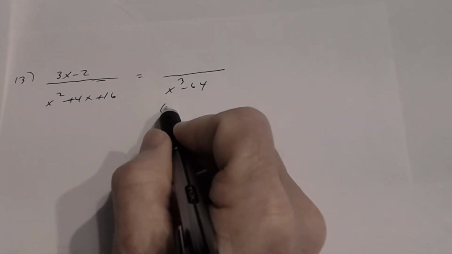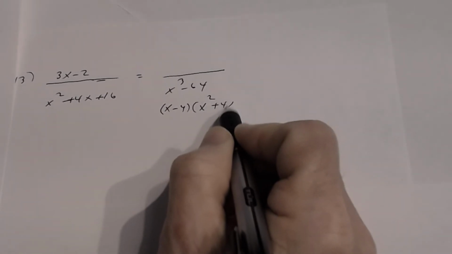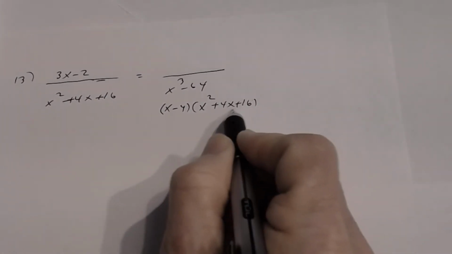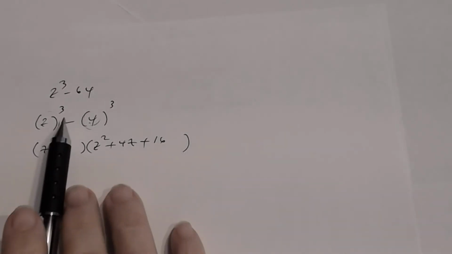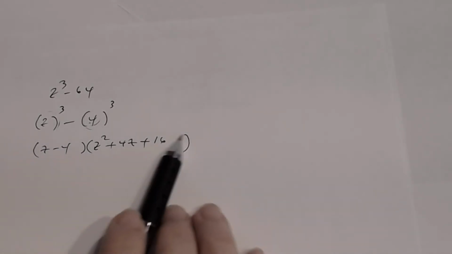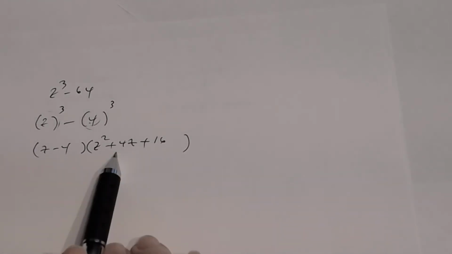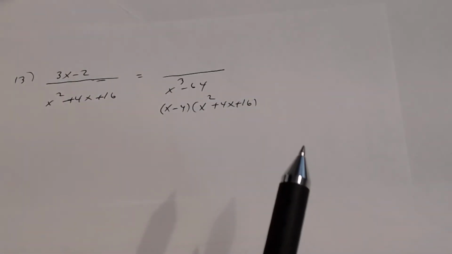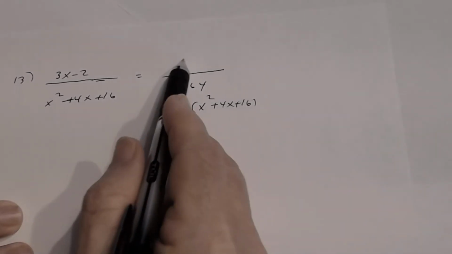So I want you to notice this right here. That's going to be x minus 4 times x squared plus 4x plus 16. Notice that this is this, right? And remember when you factor the difference of two squares, or difference of two cubes, or the sum of two cubes into a binomial times a trinomial, as long as the GCF is 1, then this trinomial cannot be factored. All right, so just keep that in mind. So basically what the numerator will be then is this.